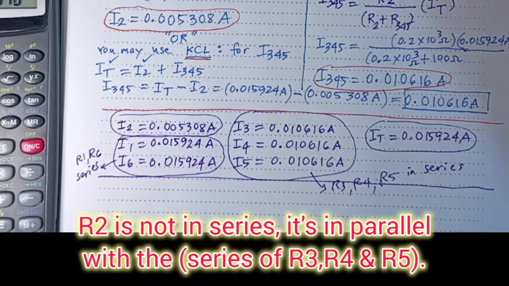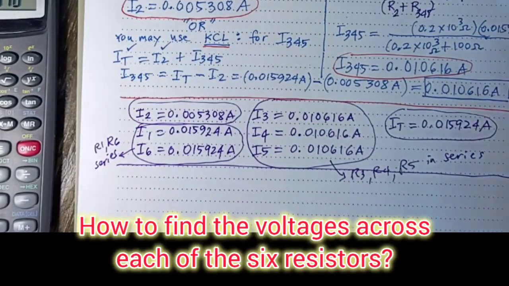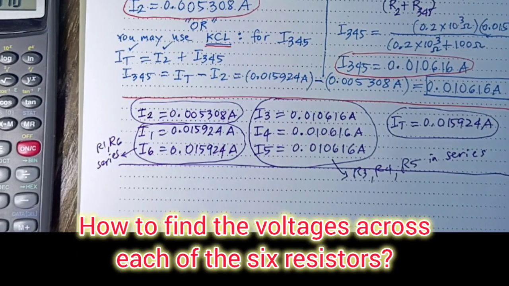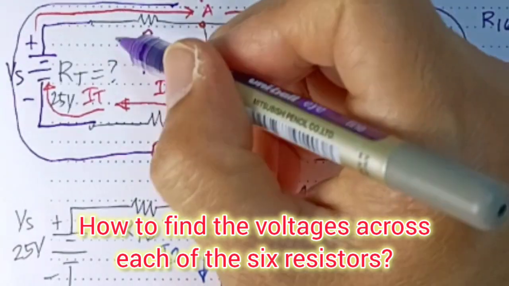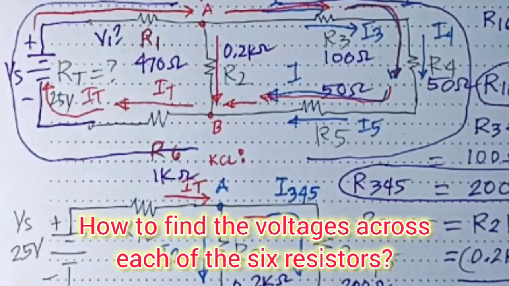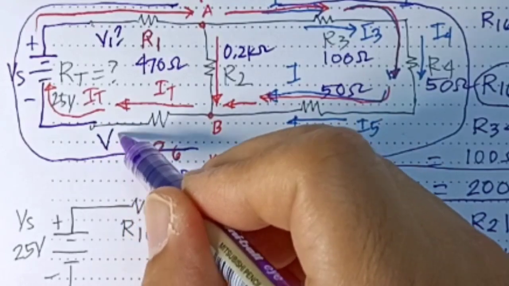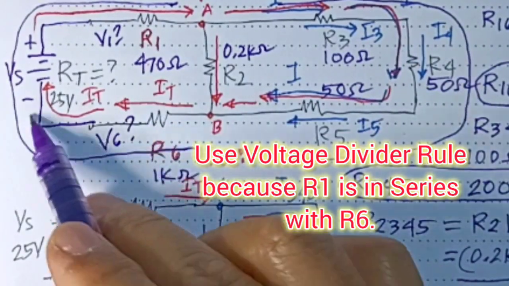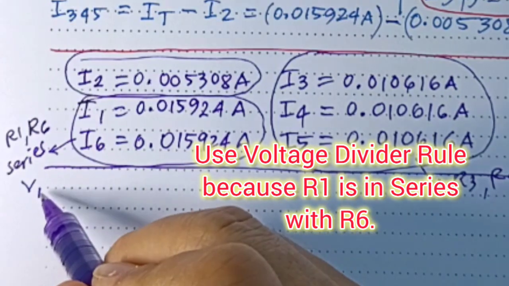Okay? Now, the final electrical quantity that we will calculate is the voltage. Of course, also the power. Now, how do we calculate the voltages? It's so easy. The voltage V1 here is like in series with the VS, right? And also R6 is in series with VS, our voltage source. So we can use the voltage divider rule.